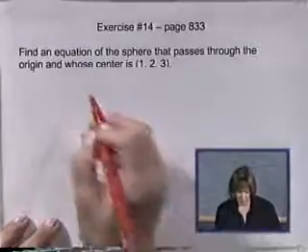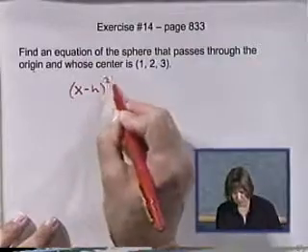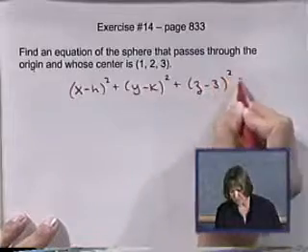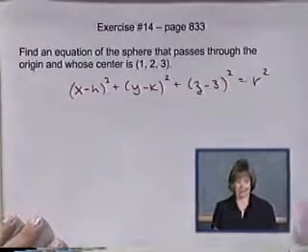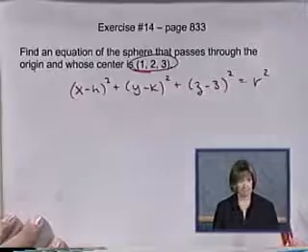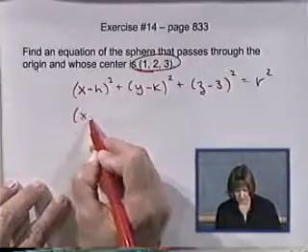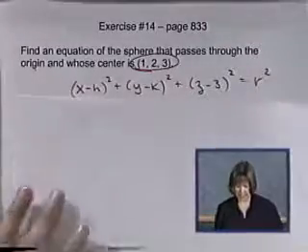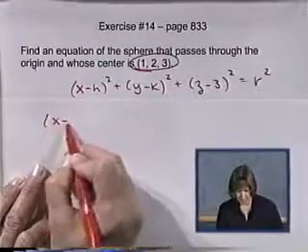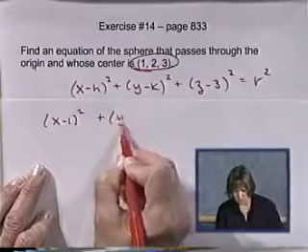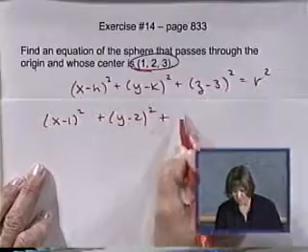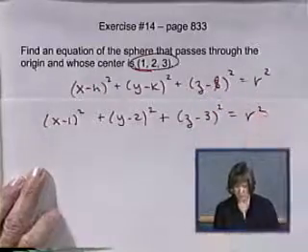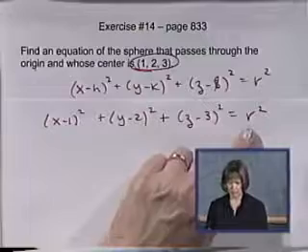Now remember, I know my equation's (x minus h) squared plus (y minus k) squared plus (z minus l) squared is equal to r squared. The center is 1, 2, 3. So I'm going to put a 1 in for h. So it's going to be (x minus 1) squared plus (y minus 2) squared plus (z minus 3) squared, is equal to r squared. So I've got my center in. How am I going to figure out the r?